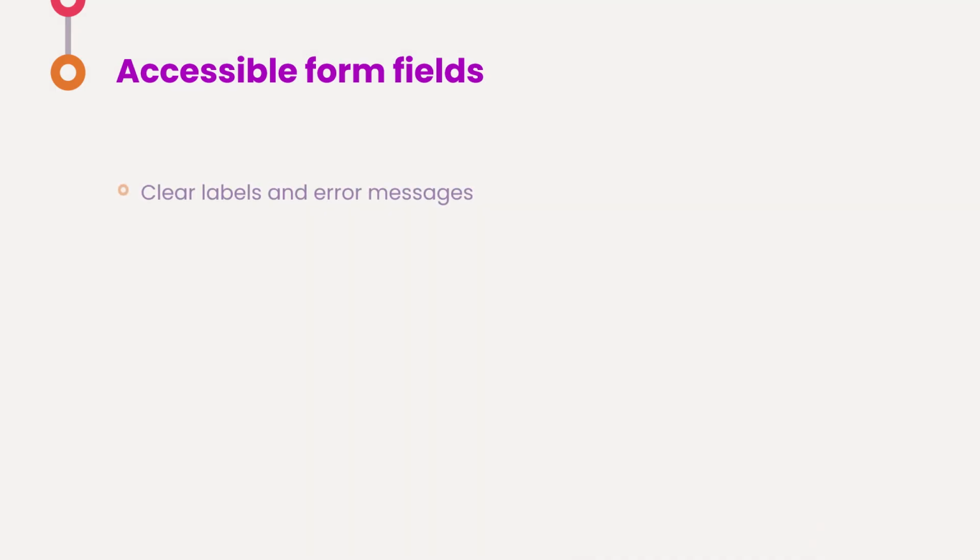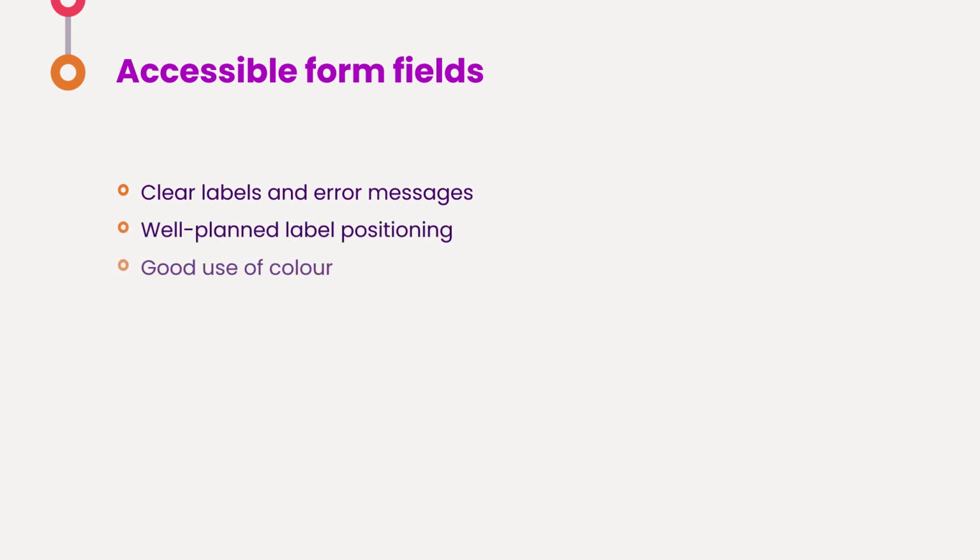So, what makes form fields easy to understand and fill in for everyone? Clear labels and error messages, well-planned label positioning, good use of color, and properly associated HTML elements are all key to accessible form fields.